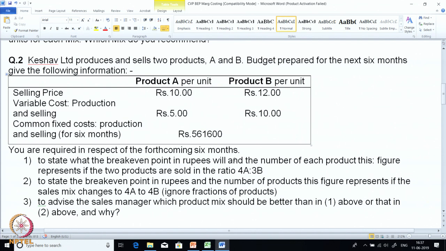Next one is a case of Keshav Limited. Please try to solve it with me. It sells two products, A and B. They have given the details like sale prices, variable cost, and they have also given common fixed costs for 6 months.